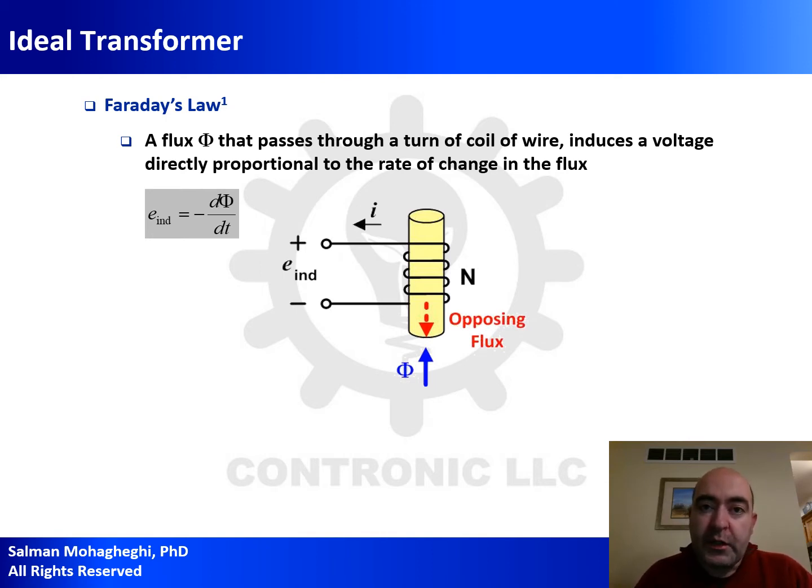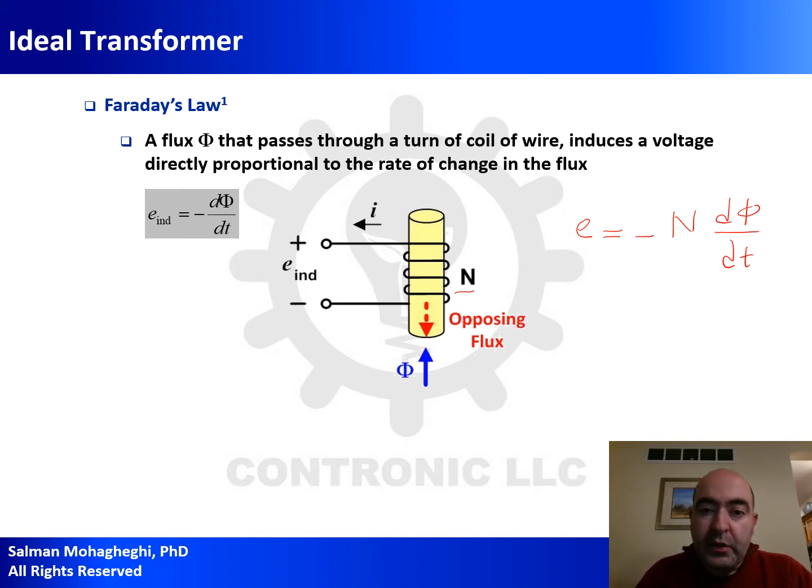This, of course, is an equation for a one-turn coil. If I have a coil with more than one turn, which, as you can see in this diagram, I have a coil with n number of turns, the equation changes to E equals minus n times the derivative of flux with respect to time. So the essence of the equation is going to be the same, but the voltage induced is going to be proportional to the number of turns that you have in the coil.